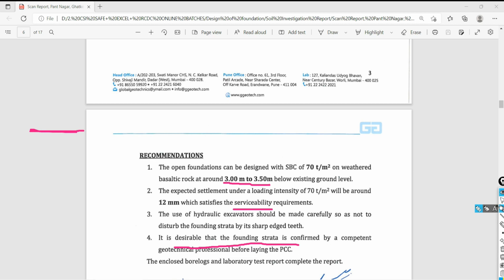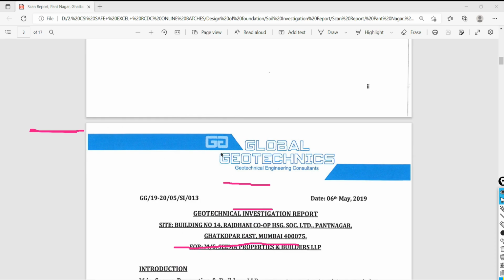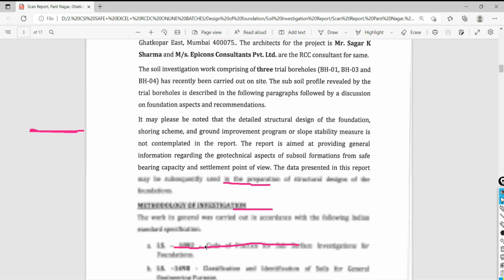Then a signature of authority will be there at the end. So this is all about your soil investigation report. Clear? In the case where a settlement of 12 is indicated, that will be used to compute the modulus of subgrade reaction. 12 will be used as a basis for the calculation of the modulus of elasticity and subgrade modulus. Okay.